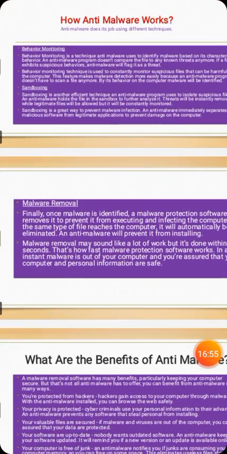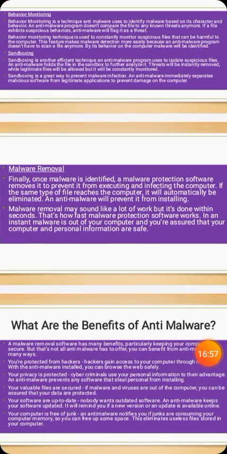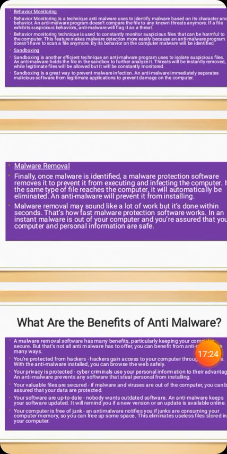Another technique is malware removal. Finally, once a malware is identified, a malware protection software removes it to prevent it from executing and infecting the computer. If the same type of file reaches the computer, it will automatically be eliminated. So an anti-malware will prevent it from installing. Malware removal may sound like a lot of work, but it's done within seconds. That's how fast malware protection software works.